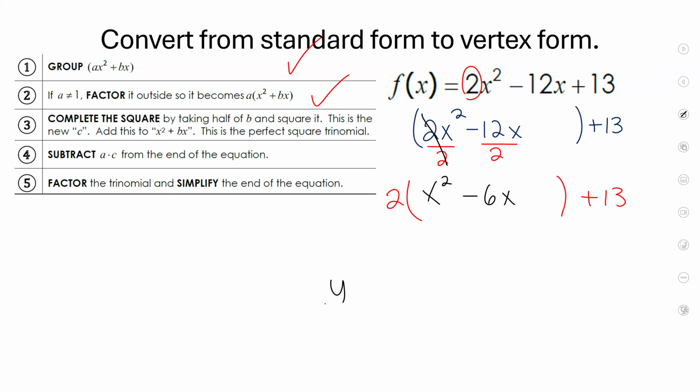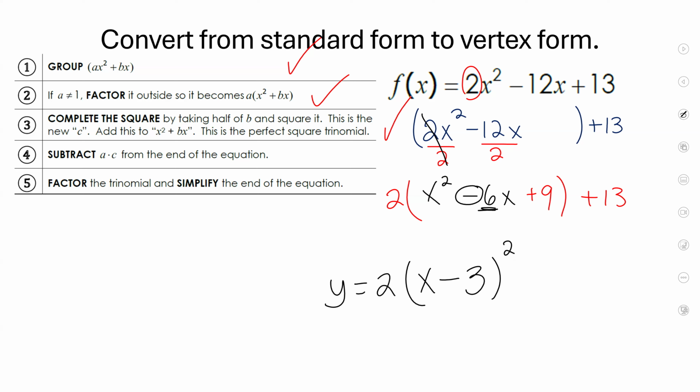Let's set up my answer. Your 2 goes on the outside. This will be x. I have a minus, so I'll have a minus here. Ask yourself, what is half of 6? Half of 6 is 3. Now, square that. 3 squared is 9. So we completed the square.